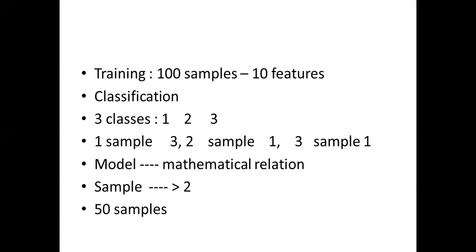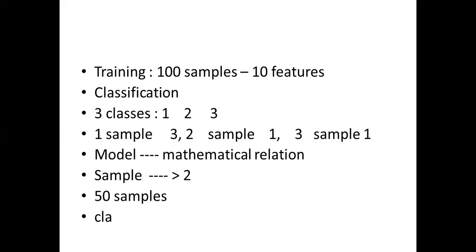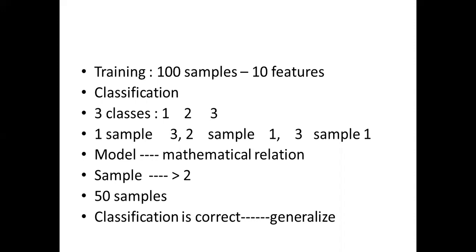मग त्याच्यानंतर मी 50 samples घेतले, okay, other than this 100, and whatever model I have built, to that I have given these 50 samples. Okay, if for each of these 50 samples also the classification is correct, then that concept is called generalization. Generalization means that I'm writing some general formula and it is giving me the correct answer. Okay.